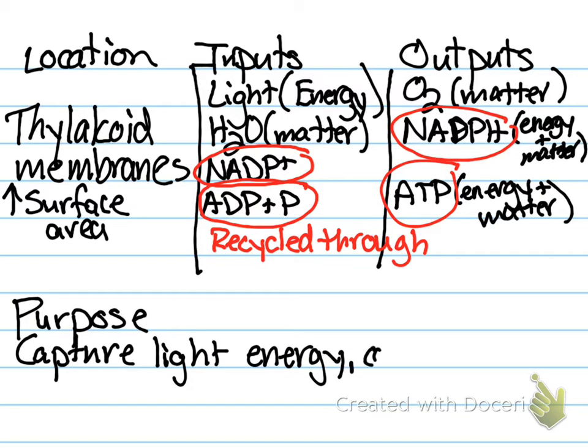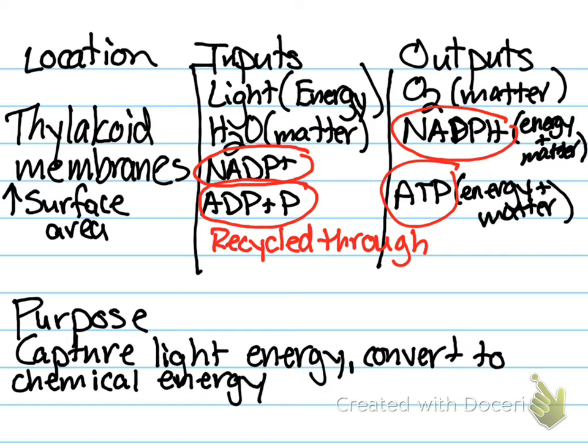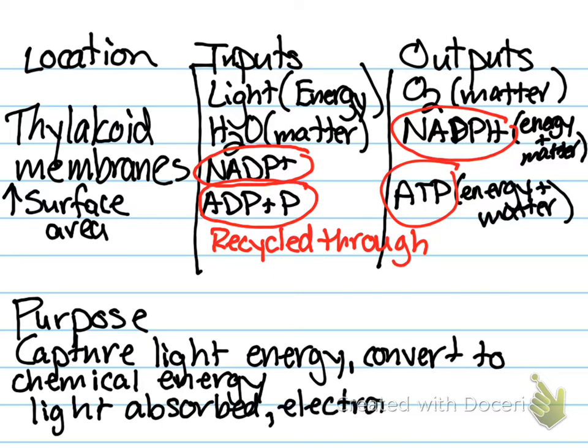Now the main purpose of this process is to capture the light energy and convert to chemical energy. This happens when the light is absorbed and when the electrons are energized. So the transfer of those electrons to the NADPH is now putting that energy in a chemical form.